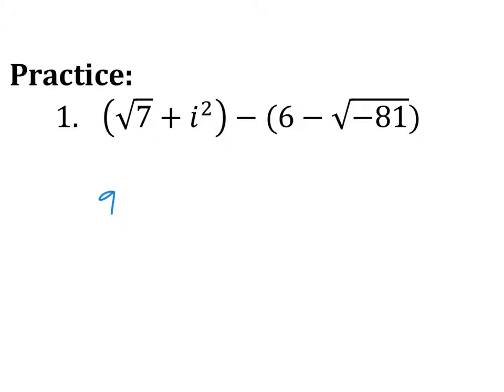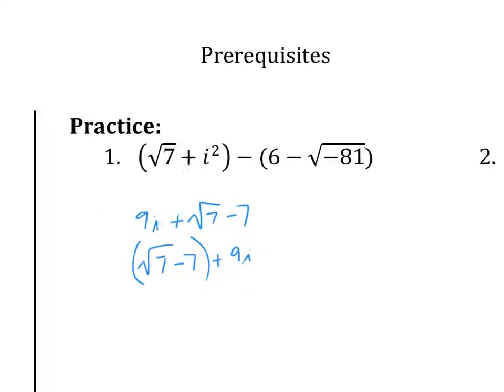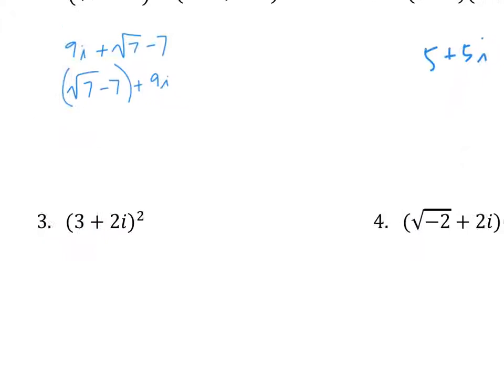Okay, 9i what? Okay, let's put it in a plus bi. So square root 7 minus 7 plus 9i, and then this part is basically the real part. No, and you have to do it that way. Okay, Iris, number 2. 5 plus 5i? Okay. Penny, number 3.